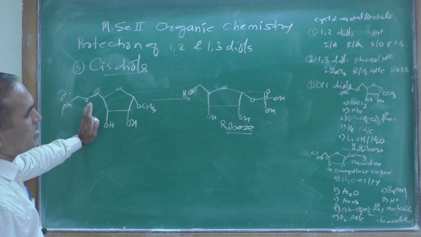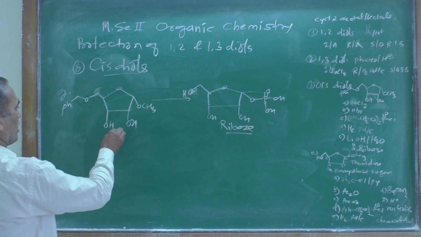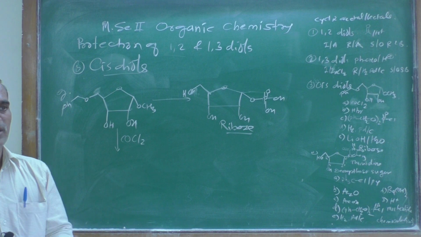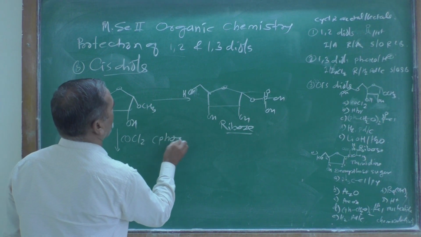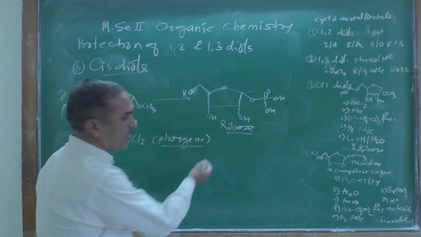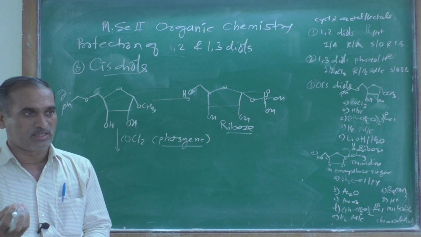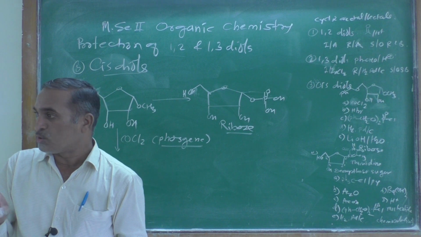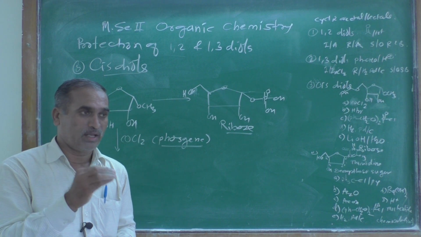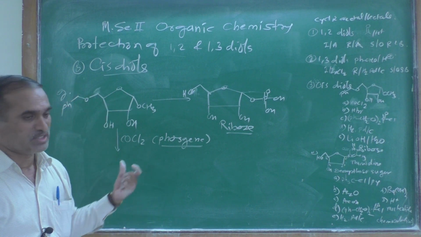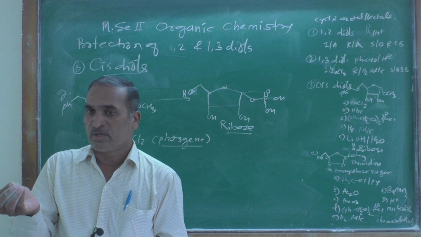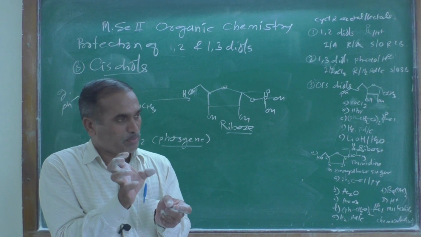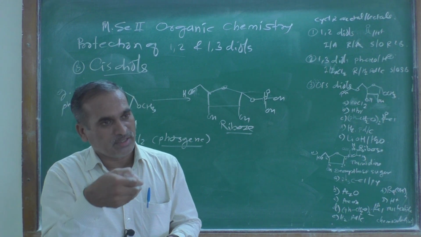Now this is our starting compound, and we are going to treat it with COCl2, which is known as phosgene. This phosgene is highly poisonous and carcinogenic, and it is not used in the ordinary lab. While using this very poisonous gas, precautions are taken, highly equipped instruments as well as precautions are used, and the reactions are carried out.